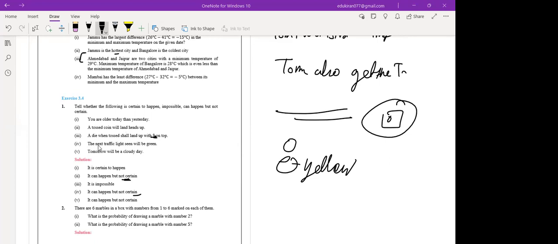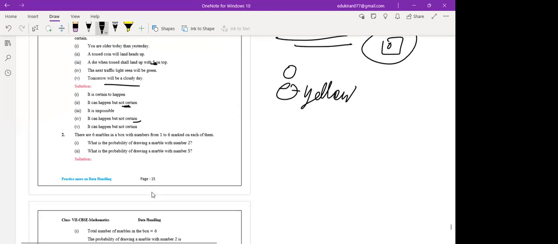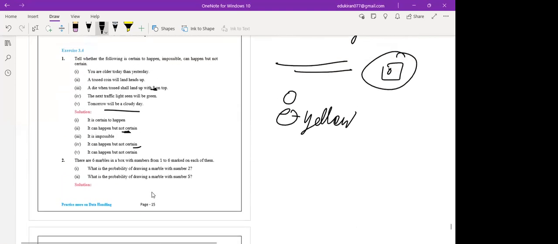The next traffic light will be green, so it can happen but not certain. Tomorrow will be a cloudy day. It can happen but not certain. Right? Yes, ma'am. Now, next one is this.